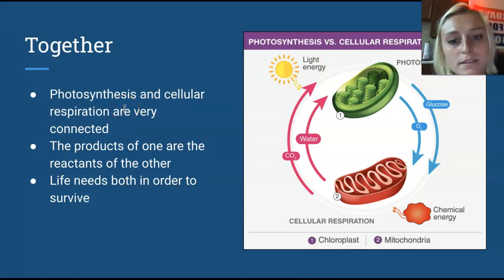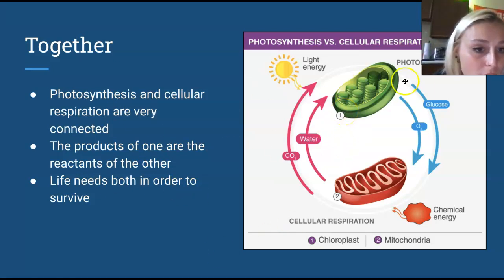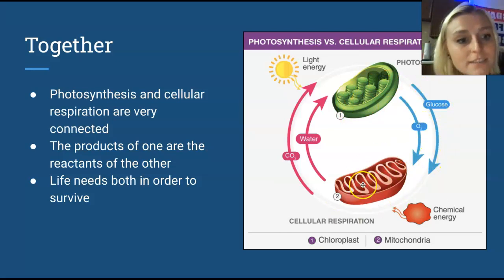Together, photosynthesis and cellular respiration need each other. The products of one are the reactants of the other. So in this, we see cellular respiration makes water and carbon dioxide, which is what photosynthesis needs to produce glucose and oxygen. And that's what cellular respiration needs to begin. So it's just a really nice cycle that is necessary for life.